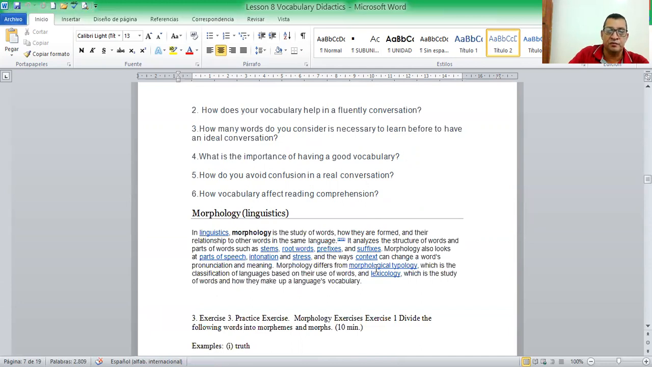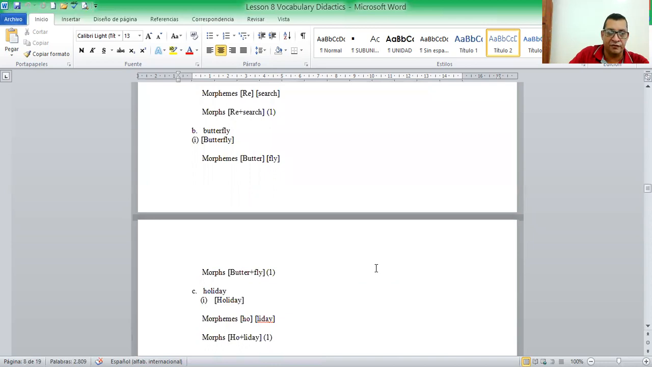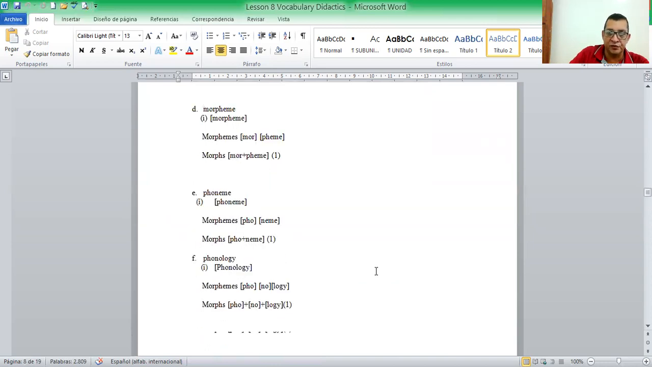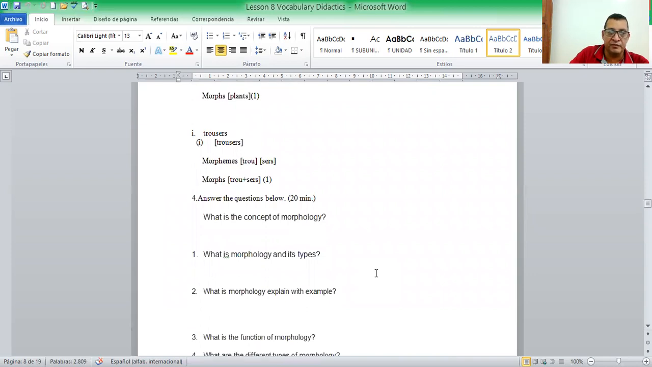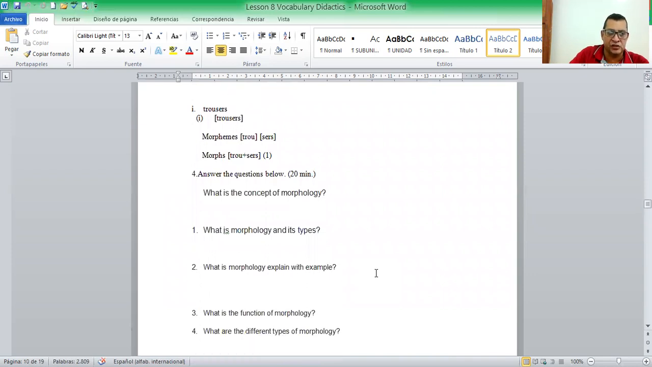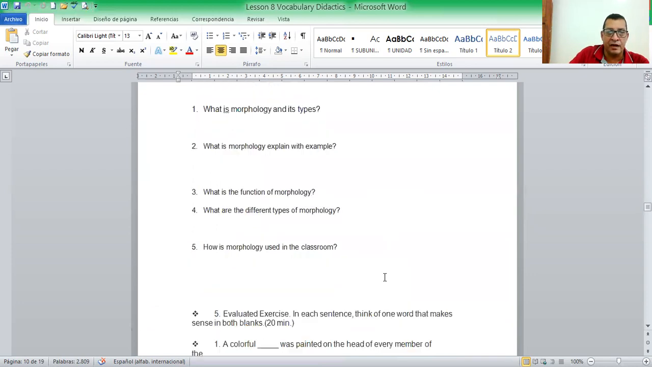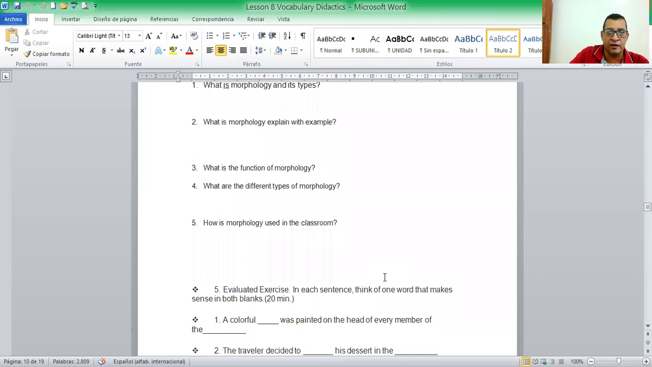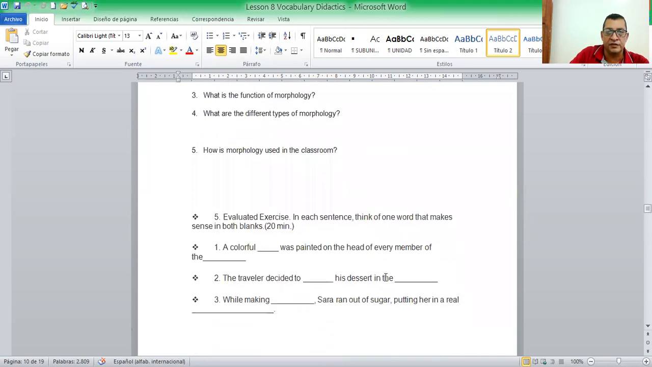We have also morphology, linguistics. Here we have different information that is very useful for you if you try to identify the most important part in this session. What is the concept of morphology? What is morphology and its types? What is morphology? Explain this example. And what is the function of morphology? What are the different types of morphology? How is morphology used in the classroom?